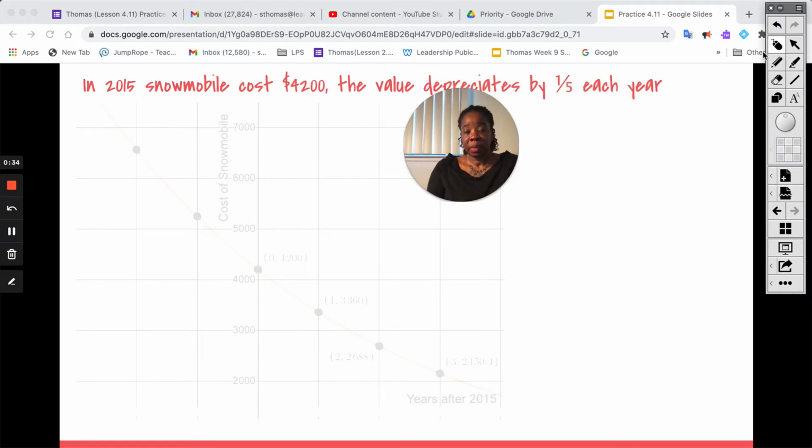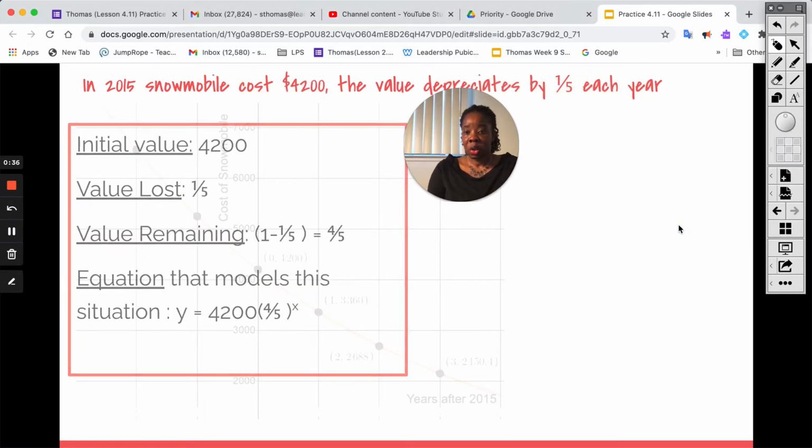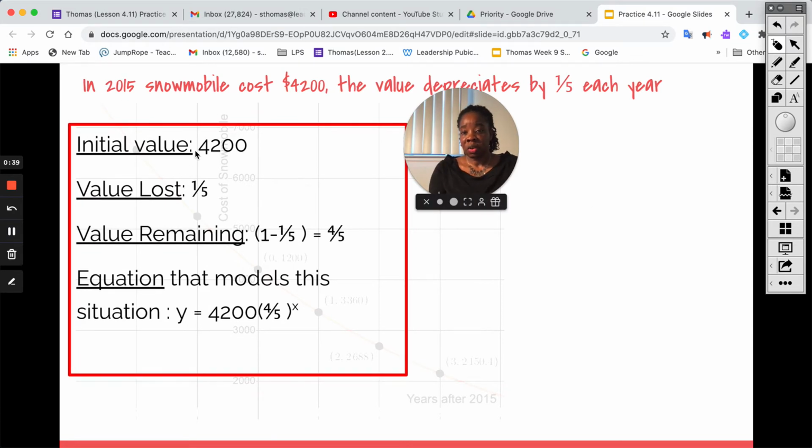All right, so let's continue. So we know that the initial value of this snowmobile was 4,200. It lost 1/5 of the value, which means to find the remaining value, we're going to subtract 1/5 from 1, which is 4/5. And so the equation that models this situation is going to be y is equal to 4,200 times 4/5 raised to the x.